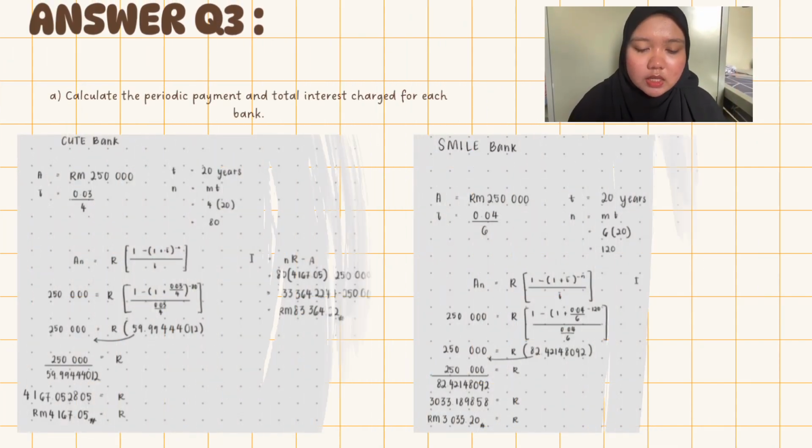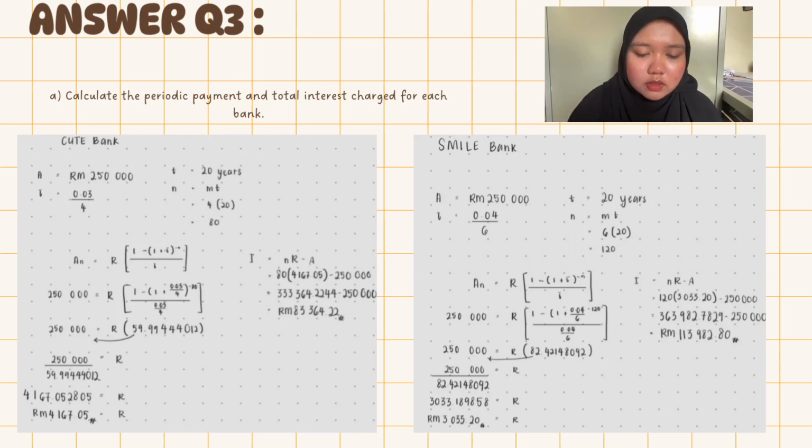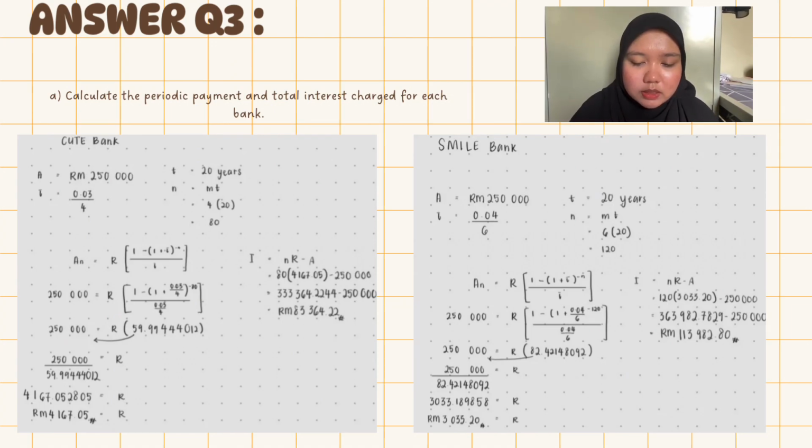This is the answer for question 3A, Cute Bank. For A, we have 250000. Interest, we have 0.03 per 4. T, we have 20 years, and we have 4 in bracket 20, and we get 80. We're going to use the formula A equals R multiplied by (1 minus (1 plus i) to the power of minus n) divided by i, and we're going to use A 250000 equals R multiplied by (1 minus (1 plus 0.03 per 4) to the power of minus 80).